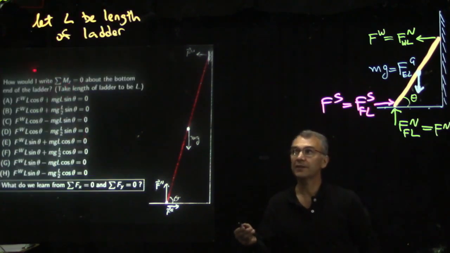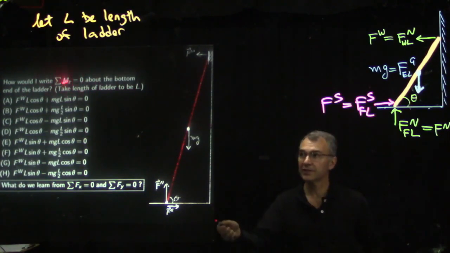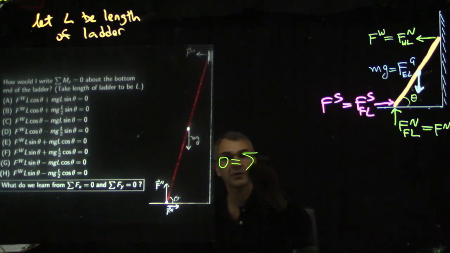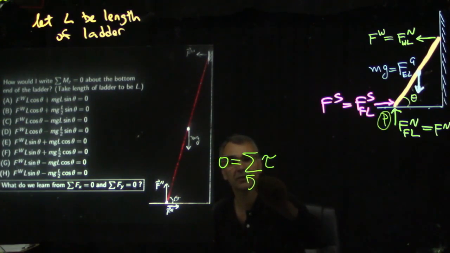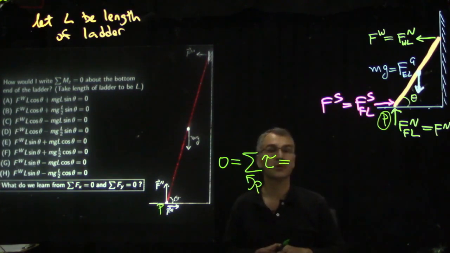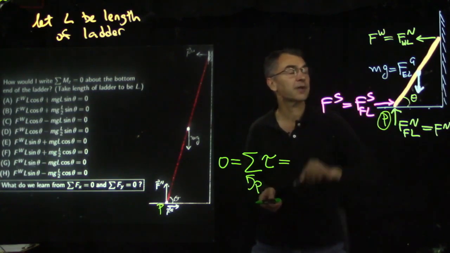Let L be the length of the ladder. How do I write down the torque equation about the bottom end of the ladder? Our convention is counterclockwise minus clockwise. So you can look at these possibilities, but let's just try to write it down. 0 equals the sum of torques counterclockwise about P. I decided to label this bottom point P. You don't have to label it, but let's just call that point P. So let's look for counterclockwise torque. It seems as if the normal force exerted by the wall on the ladder will give us a counterclockwise rotation with respect to this pivot.